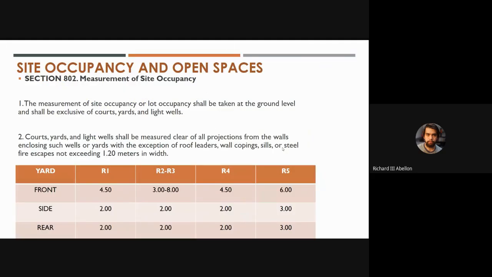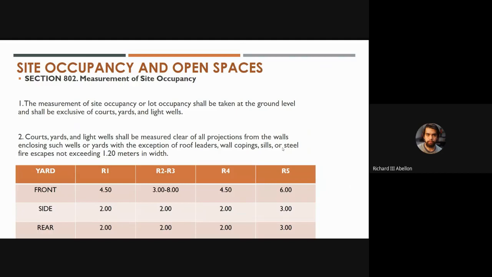Okay, so site occupancy and open spaces. The measurement of site occupancy or lot occupancy shall be taken at the ground level and shall be exclusive of courtyards and light wells. So ibig sabihin, kung ano yung area na na-occupy ng building mo or yung site, percentage nun yung iche-check nila kung pasado ba siya. Okay? So, excluding yung courts, yung yards, and light wells, meaning hindi kasama yung mga setbacks.